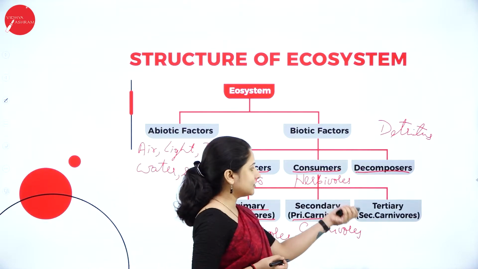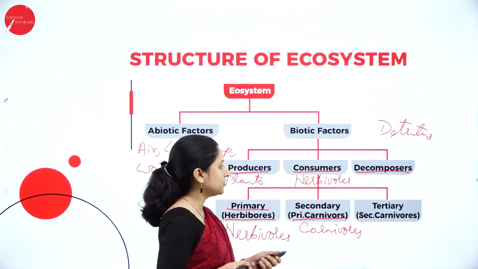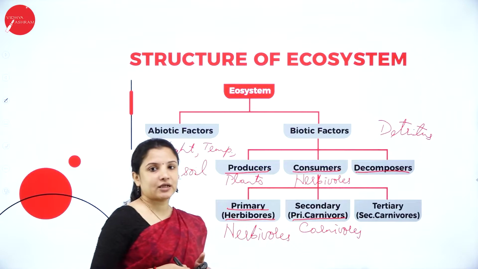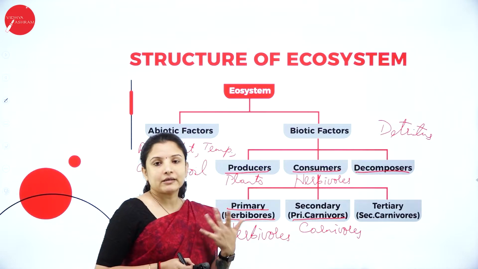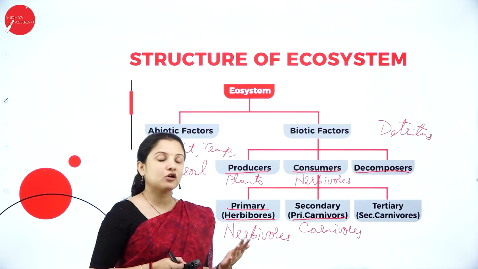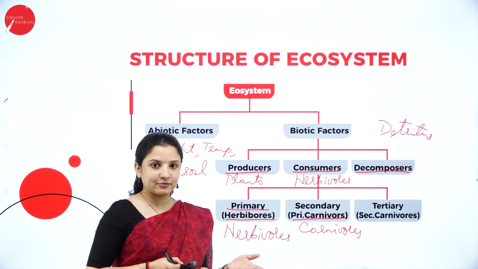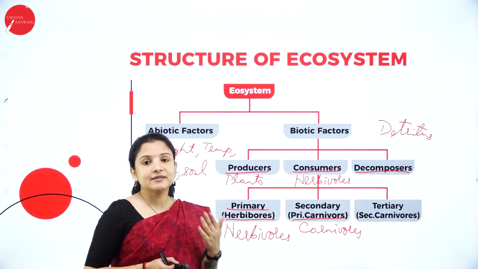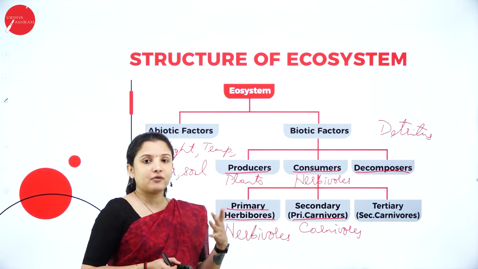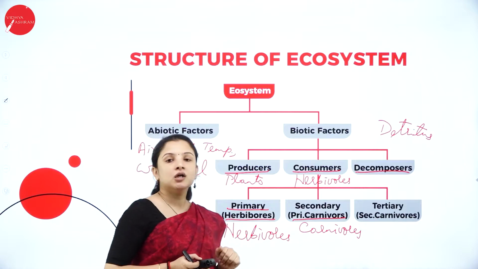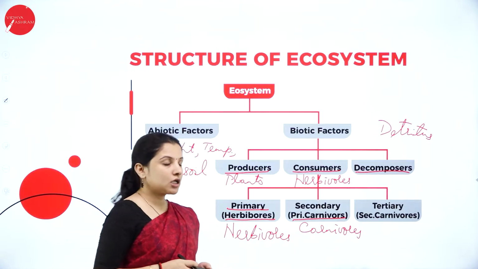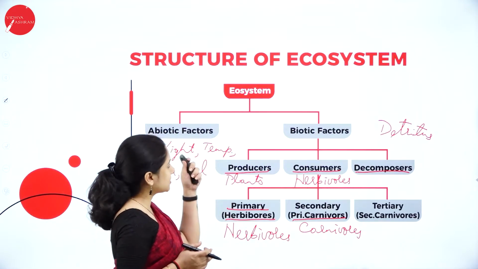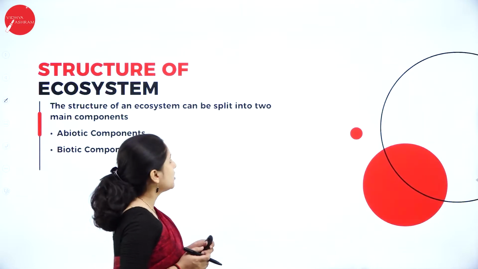And next, again in consumers, we have the tertiary consumers, or the secondary carnivores. Say for example, man can come under the secondary carnivore because he is an omnivore as well. He feeds on the green plants as well as on meat, right? So therefore man is one of the best examples for tertiary consumers or secondary carnivores. So this is how the structure of the ecosystem is framed. So let's study each of these factors one by one.